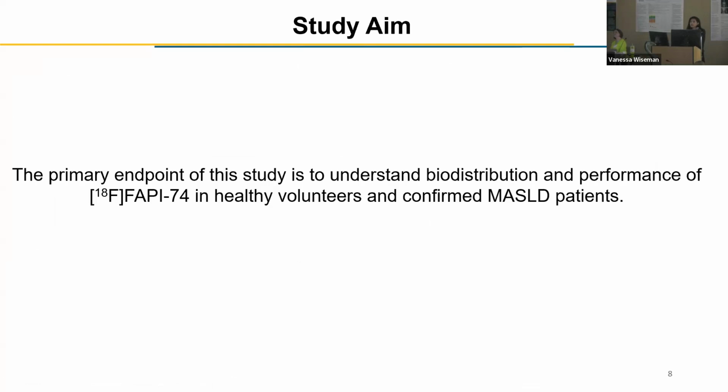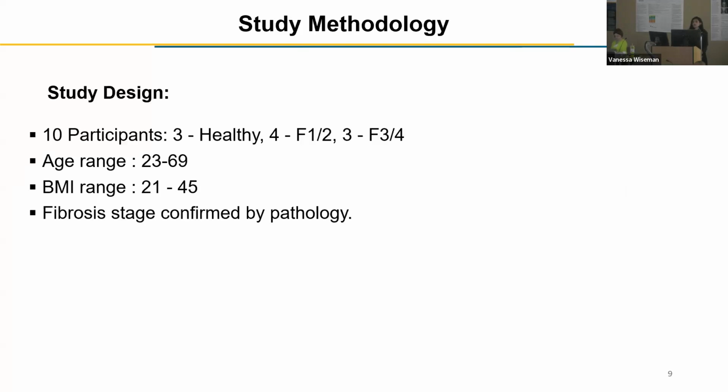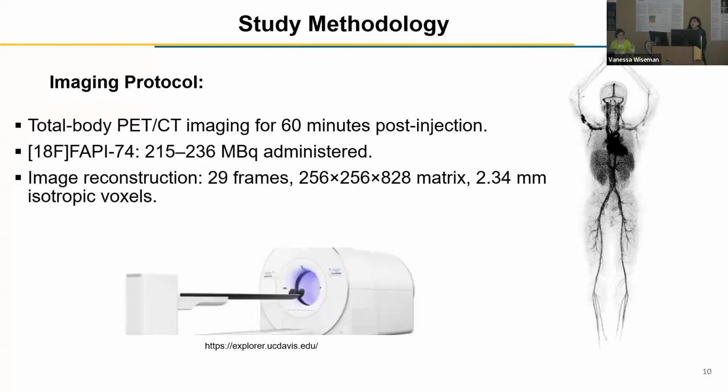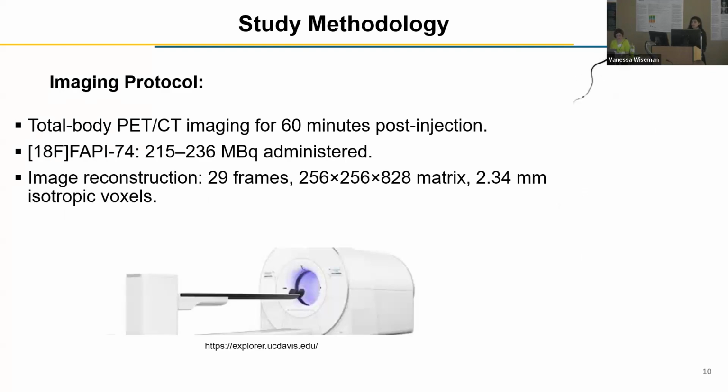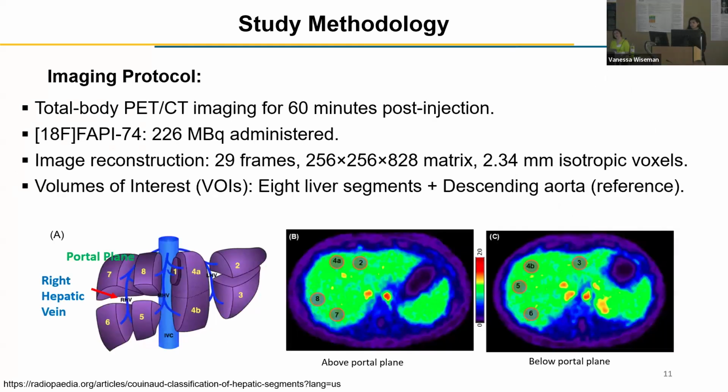Based on this rationale, our study aims to understand the biodistribution and performance of FAPI in both healthy and confirmed MASLD patients. For this study, we enrolled 10 participants. 3 were healthy, 4 had mild to moderate fibrosis, and 3 had advanced fibrosis, and these stages were confirmed by pathology. Each participant underwent a 60-minute PET-CT scan just after administration of the tracer. For analysis, 8 liver ROIs were placed on the Couinaud liver segments, along with one on the descending aorta for reference.